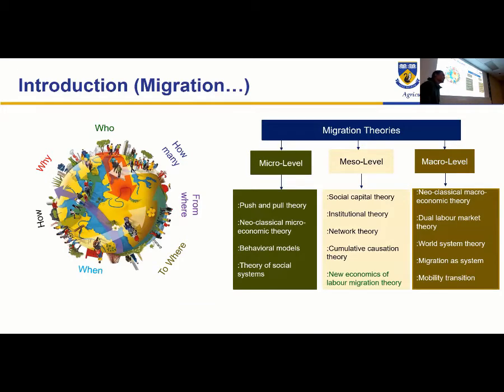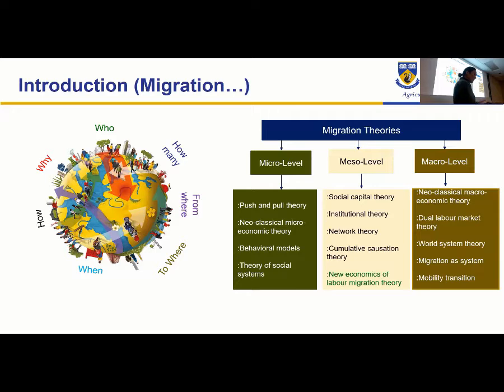As I said before, when someone migrates, so many WH questions arise with it. Migration is a complex decision-making process, and it is multifaceted in nature. To explain migration, various theories have emerged that explain migration at varying levels. It could be micro level, which is a more individualistic perspective. It could be macro level, that is at an aggregate level, and another is meso level, and that is at the household or society level.